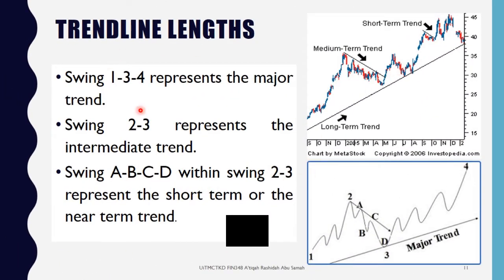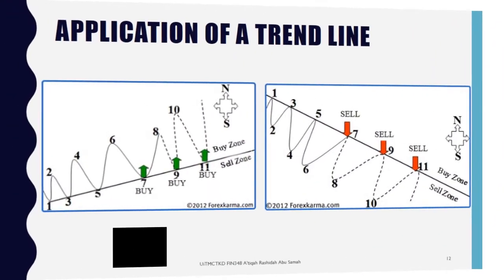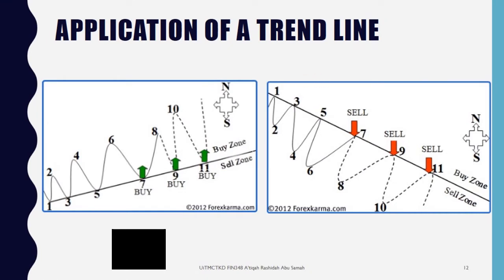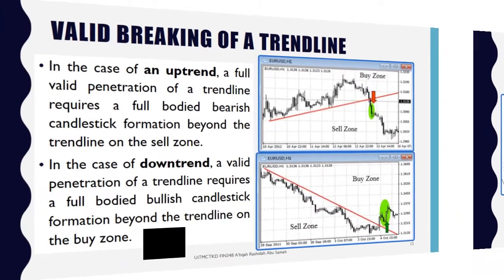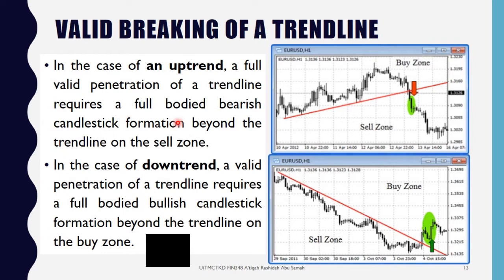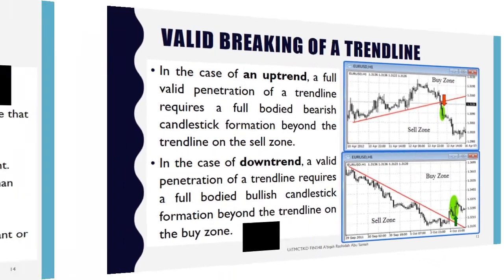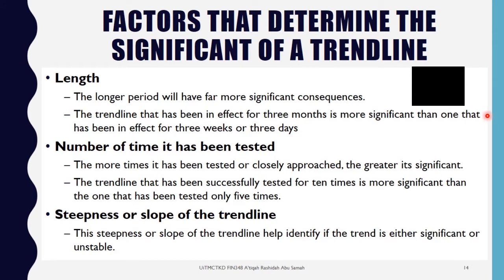So here you may look into the trend line lengths. This one is about the application of a trend line. You may also read about the valid breaking of a trend line, and how they validate the trend line breakout zone. These are the factors that determine the significance of a trend line.